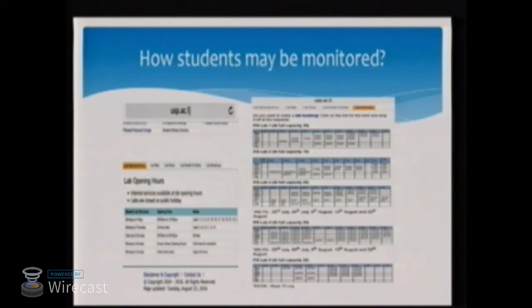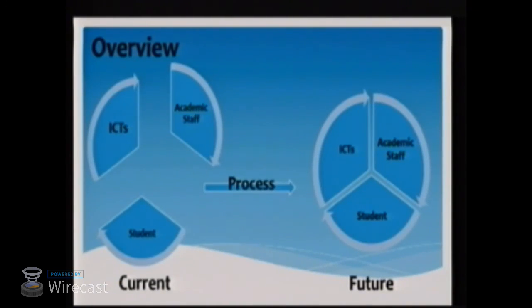How students may be monitored. Now, we have the lab opening hours. ICT labs can be timetabled for the use of social networking for courses. This is just like lecturers placing bookings for satellite tutorials. And I'm sure that many of our course coordinators here also have other ideas and ways that we can monitor students and also help in the quality of the learning online. So this is really the overview of students' learning.